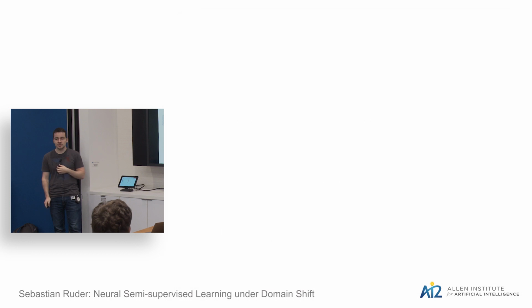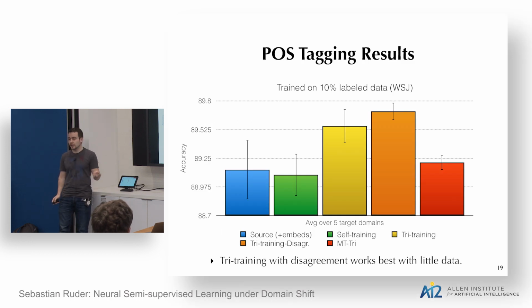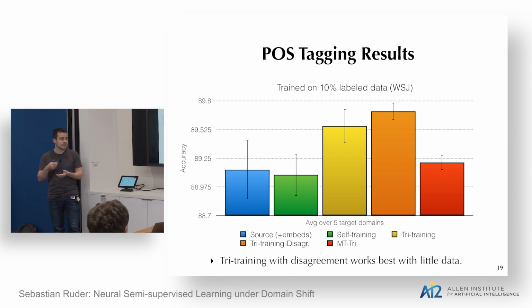And on part of speech tagging, the picture is slightly different. Comparing against the source-only baseline, we find that self-training actually achieves worse performance. If we use tri-training, that gives another boost in performance, but in the setting where we only use 10% of labeled examples, tri-training with disagreement performs better in this setting of using fewer labeled examples. And then, unfortunately, our method here is really only slightly better than the source-only baseline, so it doesn't seem to do that well in this kind of setting in part of speech tagging where the domains are very similar. So training on the pseudo-labeled data might not be that helpful in this case.